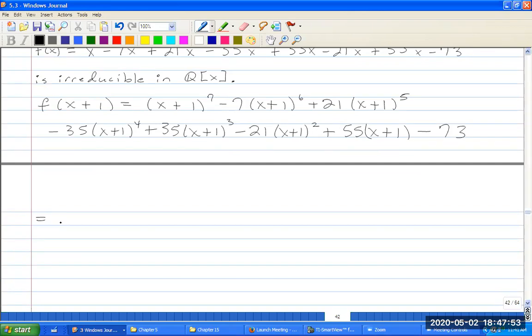So this is equal to x plus 1 to the 7th is x to the 7 plus 7 x to the 6, 21 x to the 5th, 35 x to the 4, 35 x to the 3, 21 x squared plus 7x plus 1, minus 7 times x plus 1 to the 6. So that'll be x to the 6 plus 6.